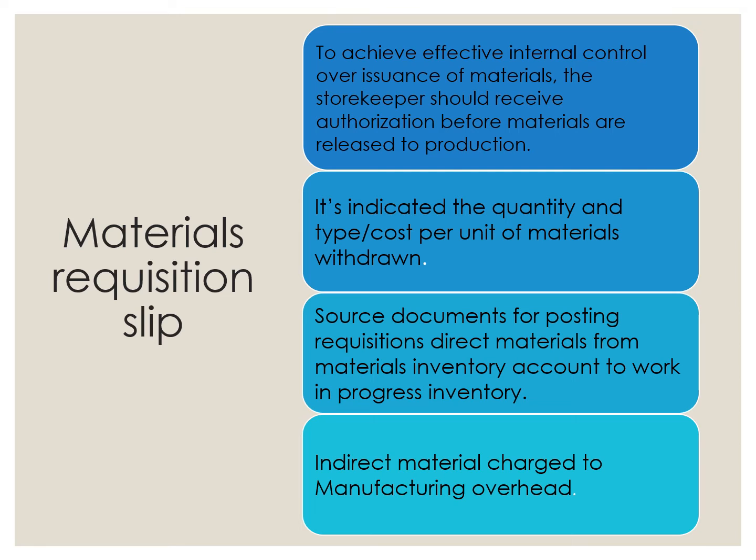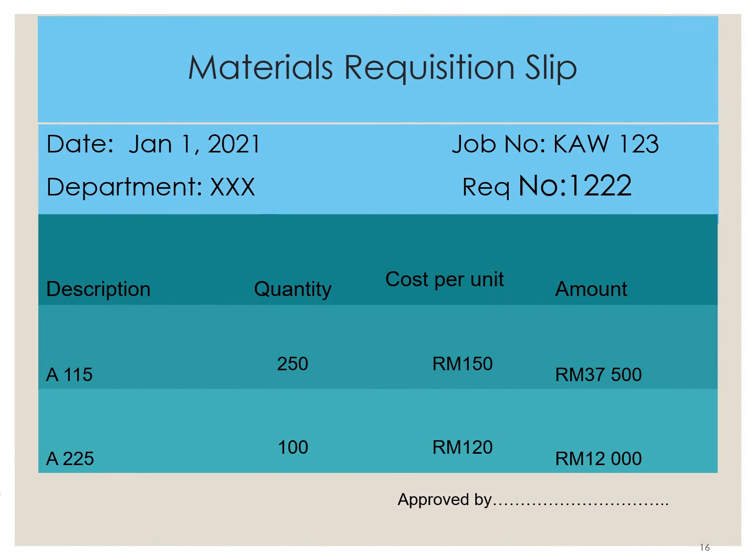Source documents for posting requisitions. Direct materials go from the materials inventory account to work in progress inventory. Indirect material is charged to manufacturing overhead. Illustration, materials requisition slip. Companies assign raw materials costs to jobs when their materials storeroom issues the materials in response to requests. Requests for issuing raw materials are made on a pre-numbered materials requisition slip.